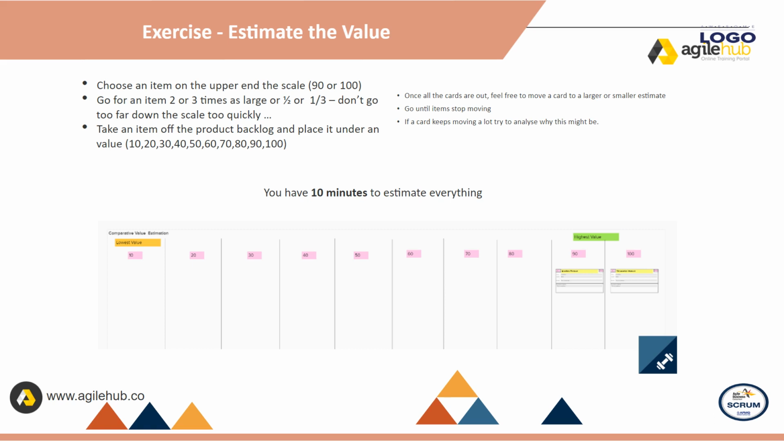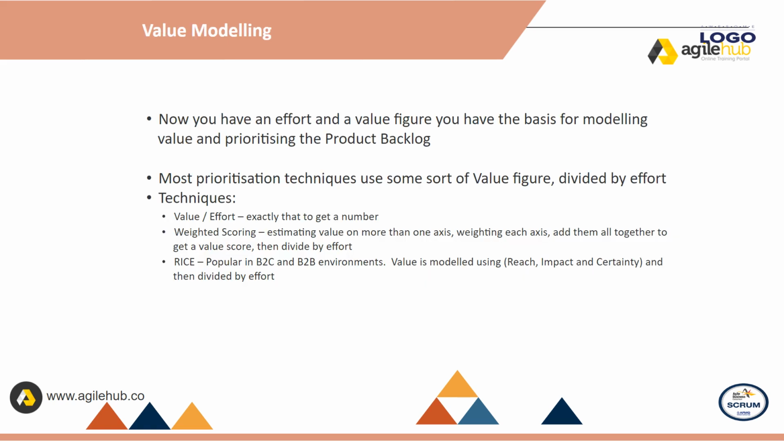Once all the cards are out, feel free to move a card to a larger or smaller estimate. Go until items stop moving. If a card keeps moving a lot, try to analyze why this might be. Value. Now you have an effort and a value figure, you have the basis for modeling value and prioritizing the product backlog. Most prioritization techniques use some sort of value figure, divided by effort.